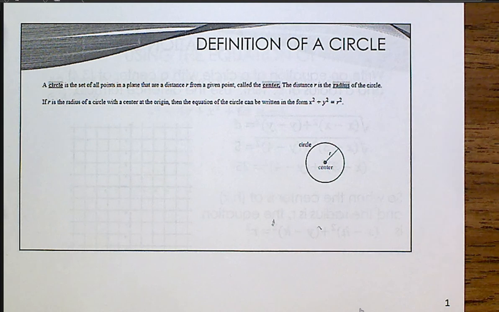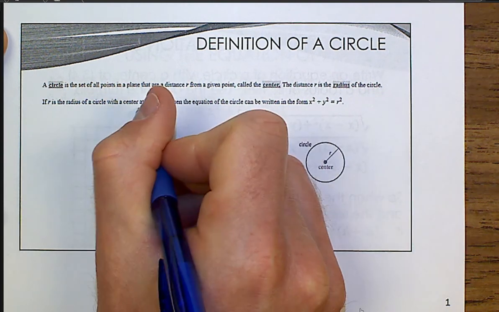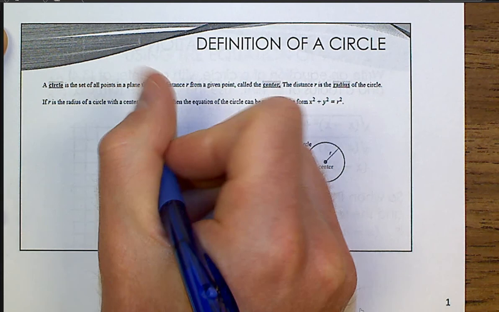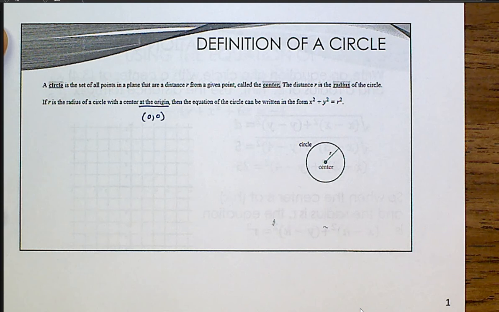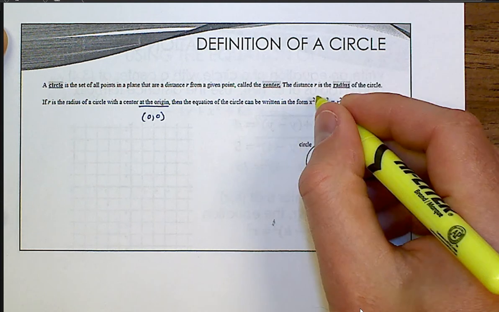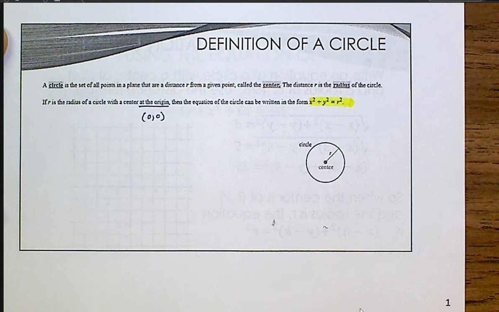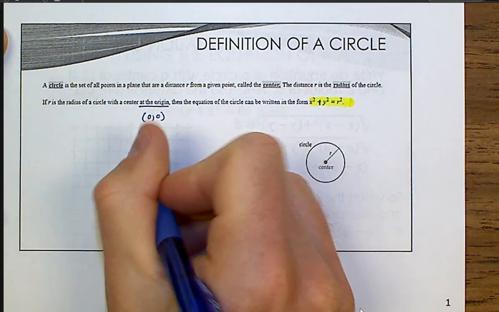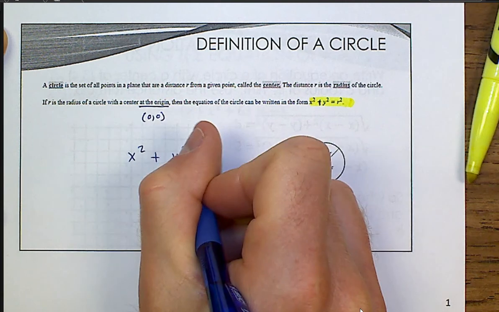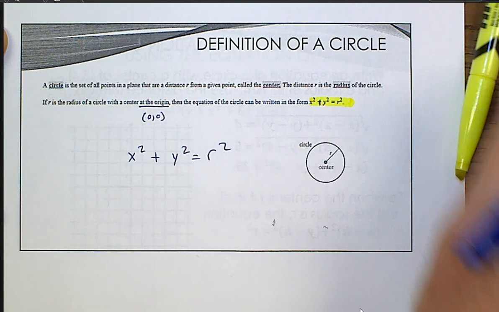This is common sense. If r is the radius of a circle with the center at the origin, this is important, if the center is 0, 0, then the equation of all circles can be written in this form. This is a plus sign, okay? So it's more or less this: x squared plus y squared equals r squared.